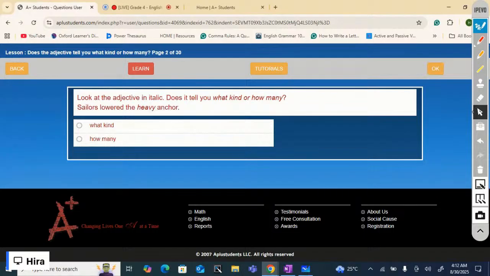Look at the adjective in italic. Again, does it tell you what kind or how many? Sailors lowered the heavy anchor. The adjective in italics is heavy. Sorry, I did it by mistake, but it's the correct answer. Heavy anchor. Does it tell you how many anchor? No. Does it tell what kind of anchor? Yes. What kind of anchor? Heavy. So it answers the question, what kind?